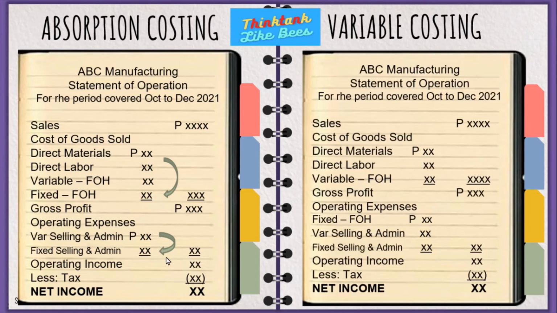In variable costing, part of cost of goods sold are direct materials, direct labor, and variable factory overhead, while the operating expenses are fixed factory overhead, variable selling and admin expense, and fixed selling and admin expense.